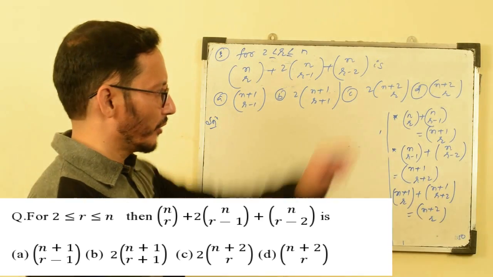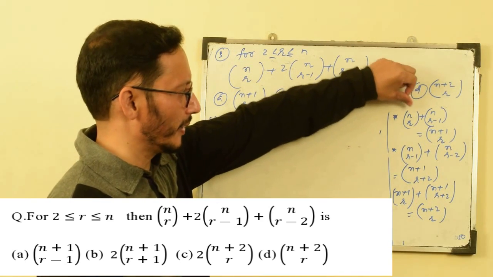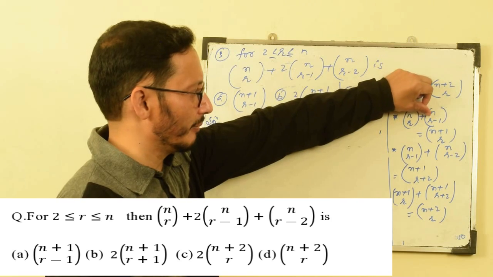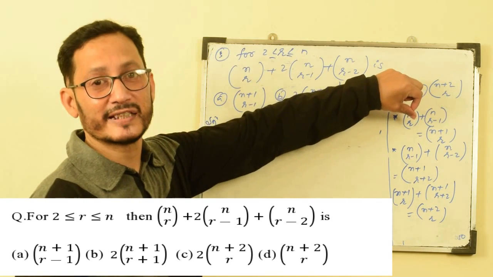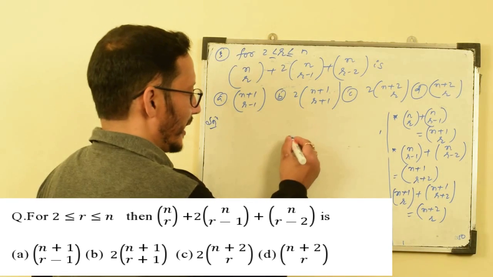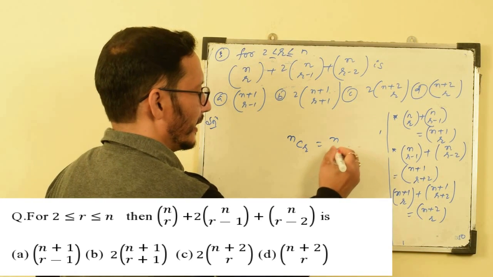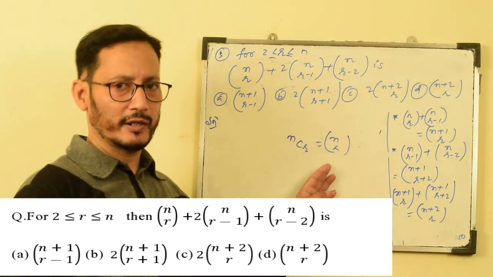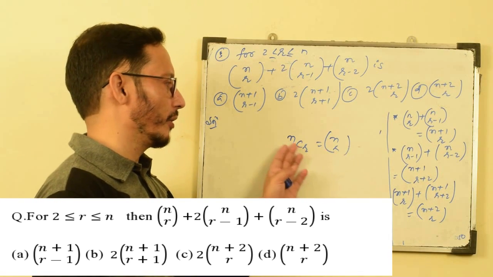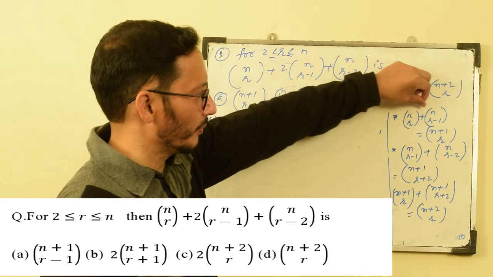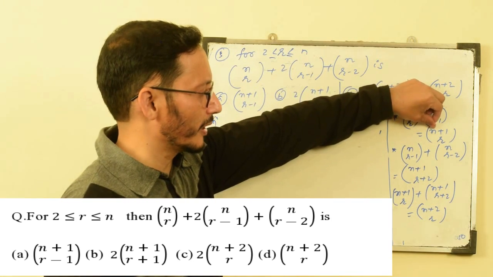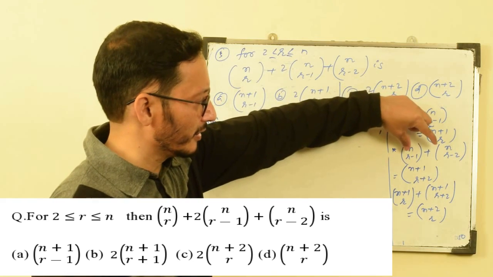Already we know this formula: nCr plus nC(r minus 1) is equal to (n plus 1)Cr. We can write it with C, or we can write it in another form also. In this way we can write it. So that means this is another form of nC. These two terms, nCr plus nC(r minus 1), will be (n plus 1)Cr.